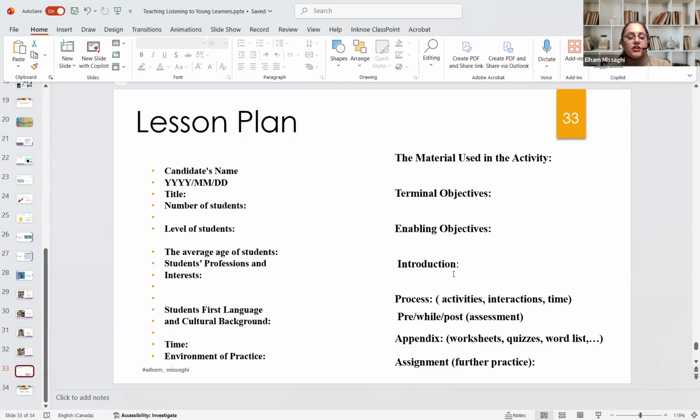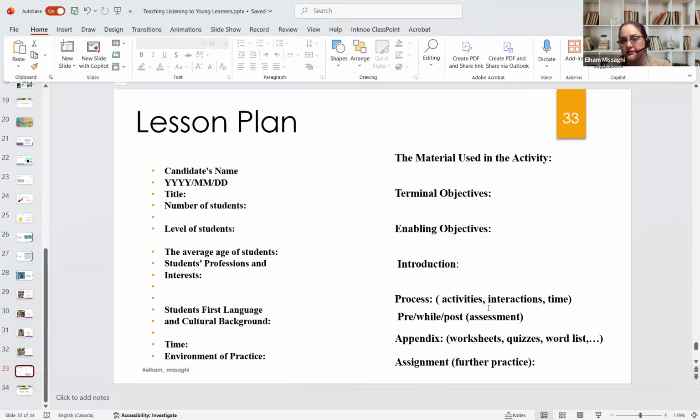Then you start introduction. How do you start your class? Warmer. How do you start it? Are you going to review the previous? How? So you have to write it. Then process the activities. Pre, while, post. Put them in the context. Prepare them. Do you need to pre-teach the keywords? Which keywords you pre-teach? Okay. And then how do you practice?